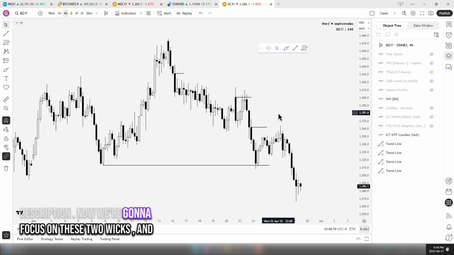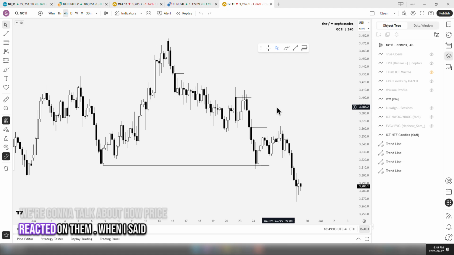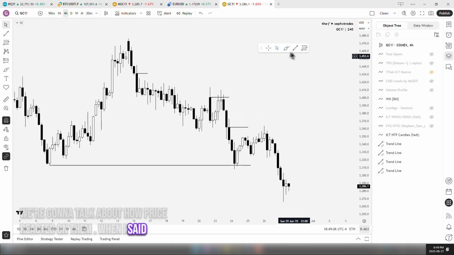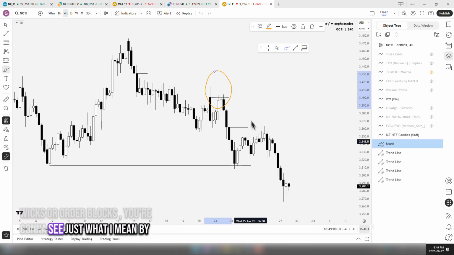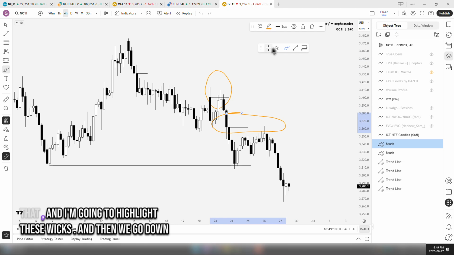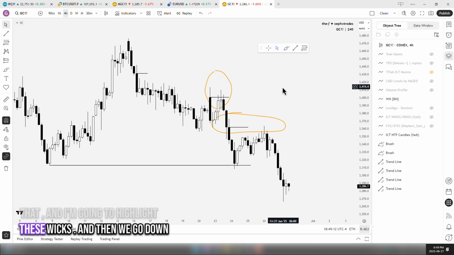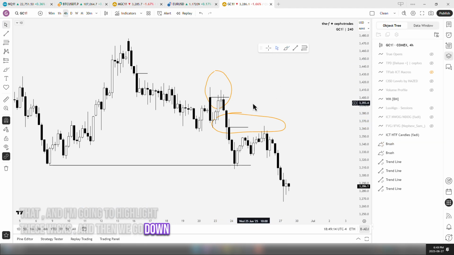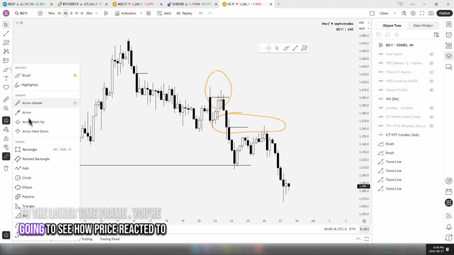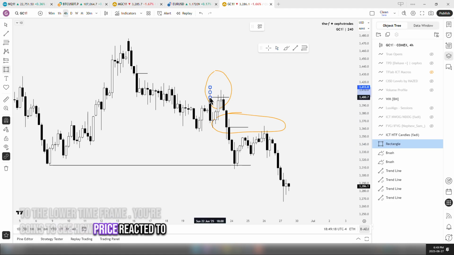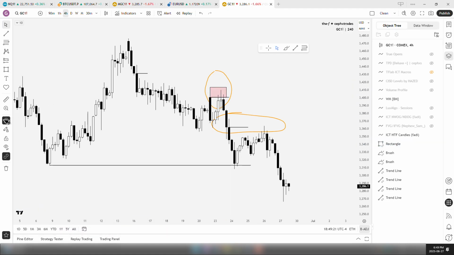Now, we're going to focus on these two wicks, and we're going to talk about how price reacted on them. When I said wicks or order blocks, you're going to see just what I mean by that. And I'm going to highlight these wicks. And when we go down to the lower time frame, you're going to see how price reacted to them.